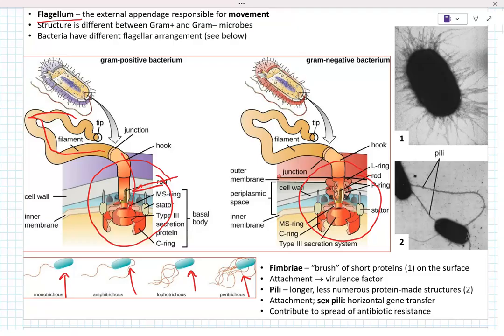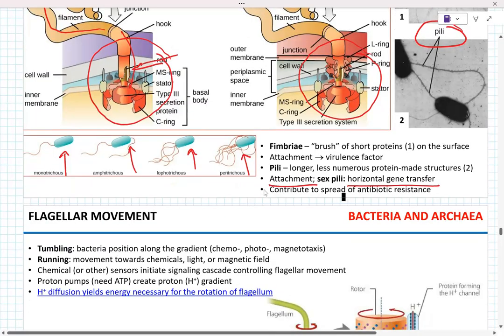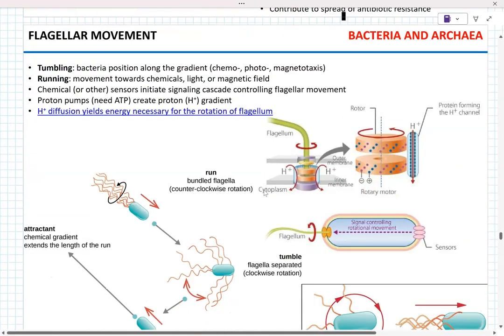In addition to flagella, another external appendage, which does not facilitate the movement but increases the adhesion to the surface, is fimbriae, a bunch of hair-like structures on the surface that is sticky. And the third appendage that I wanted to mention is pili. Pili are long, tubular structures that can either facilitate adhesion or enable bacteria to exchange DNA, so-called horizontal gene transfer. These are called sex pili, and they are important because they can increase the spread of antibiotic resistance.